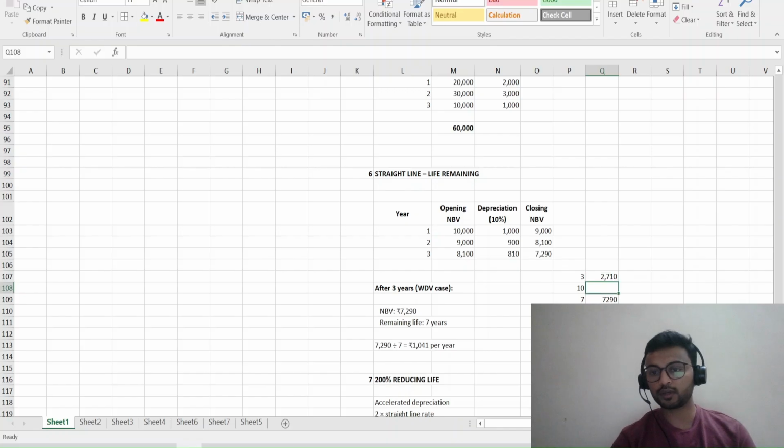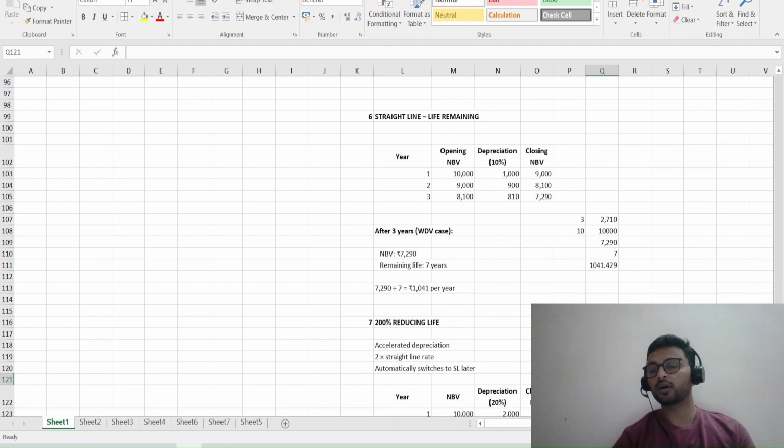Out of the 10,000 asset value, just imagine, 2,710 I have depreciated till now. So at the end of 3 years my value of asset is 7,290. For the remaining useful life, that is, for the next 7 years, it will calculate the depreciation on the basis of the same. My depreciation value for the next 7 years is 1,041.42. Similarly it will reduce. That's how the straight line remaining life method will work.